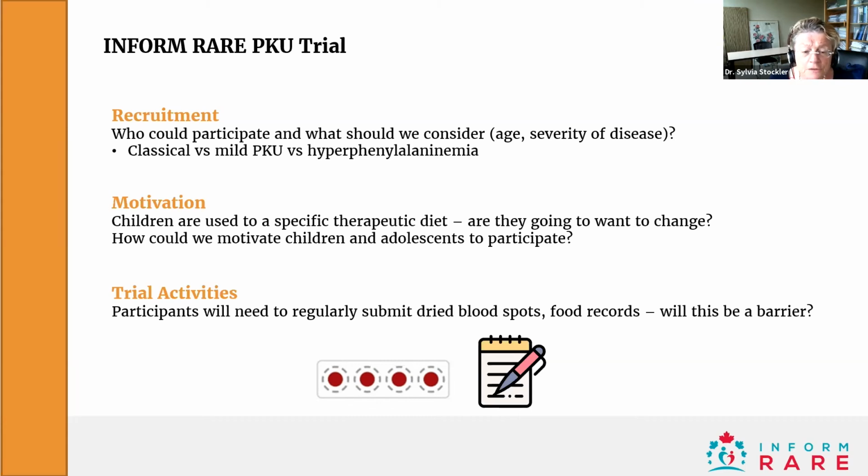And also because the trial requests that participants do regular blood work. So they need to submit regular dry blood spots, more than they might be doing in general. And we also need food records. We also need to know how much phenylalanine they are taking, and how this corresponds to the phenylalanine levels that we're measuring, and also to the amount of phenylalanine that they get with the formula. So will this be a barrier? So is the trial doable at all?